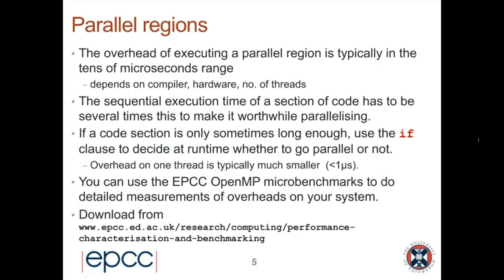The sequential execution time of a section of code has to be several times that overhead to make it worthwhile parallelizing. Sometimes you can be in a situation where a code section is only sometimes long enough. You might encounter this piece of code many times during the execution of a program. Sometimes it's going to be long enough to be worth parallelizing, and other times it might not be. If you're in that situation, then you can use the if clause on the parallel region to decide at runtime whether you're going to go parallel or not for that particular instance of the parallel region.